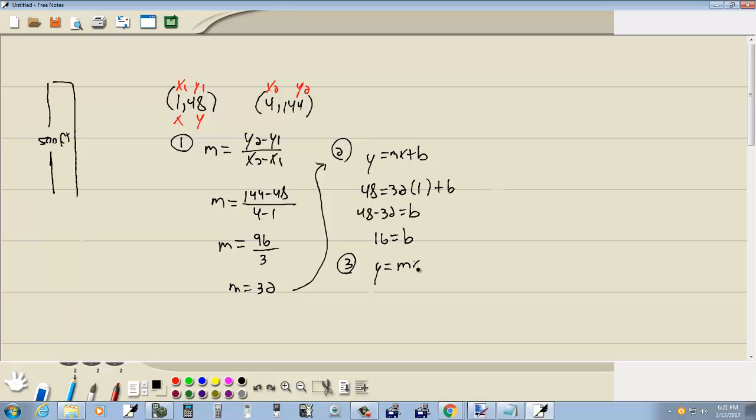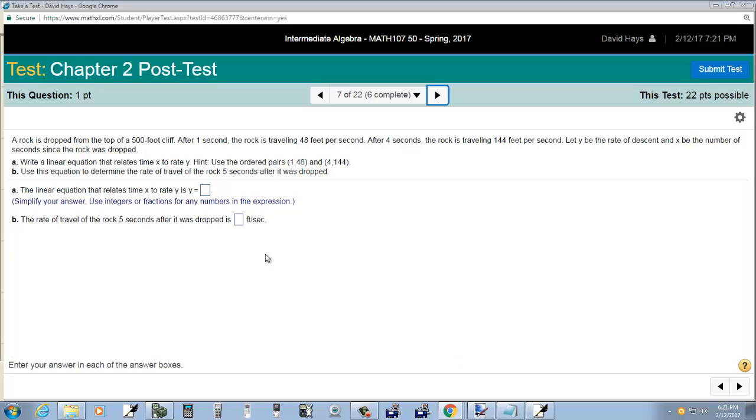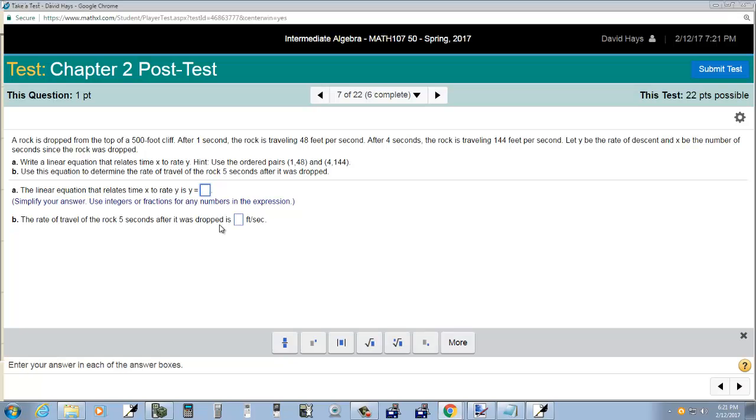Now step 3. Plug in m from step 1, which is 32. Plug in b from step 2, which is 16. So it's y equals 32x plus 16.